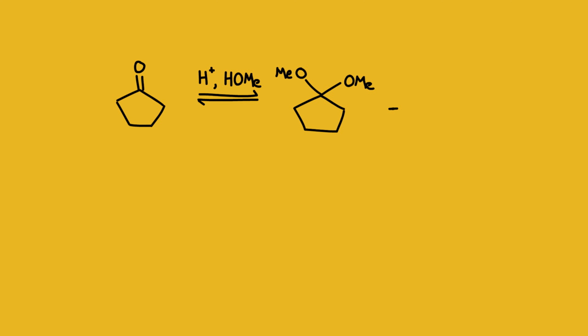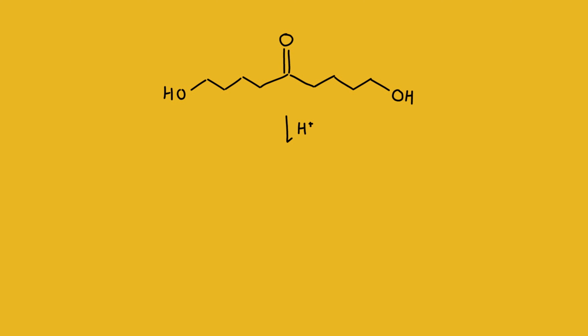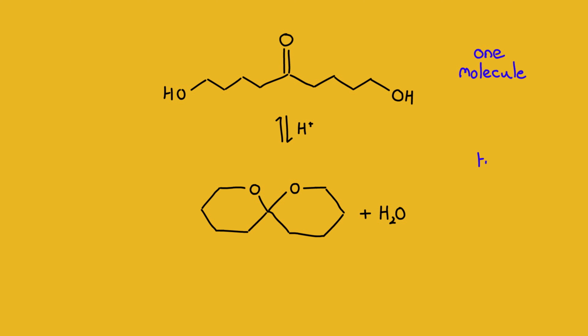The ketone can be cyclic, so cyclopentanone gives 1,1-dimethoxycyclopentane, and the alcohol can be a diol like ethylene glycol or 1,2-dihydroxyethane. In fact, the two alcohol components and the carbonyl can be in one molecule. And that's quite a special reaction because one molecule generates two molecules.